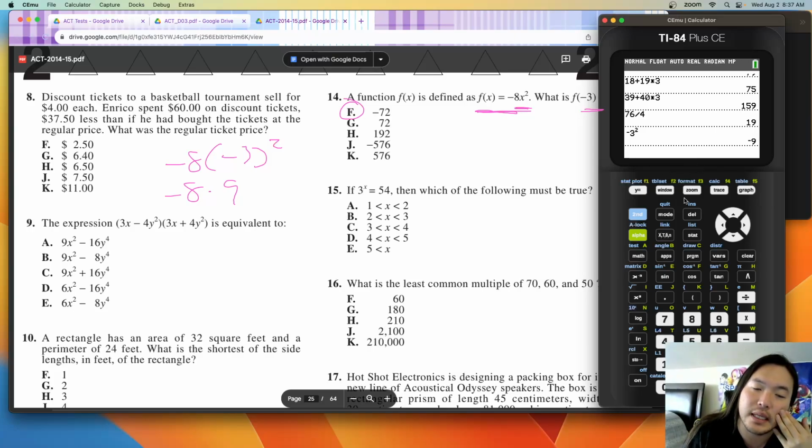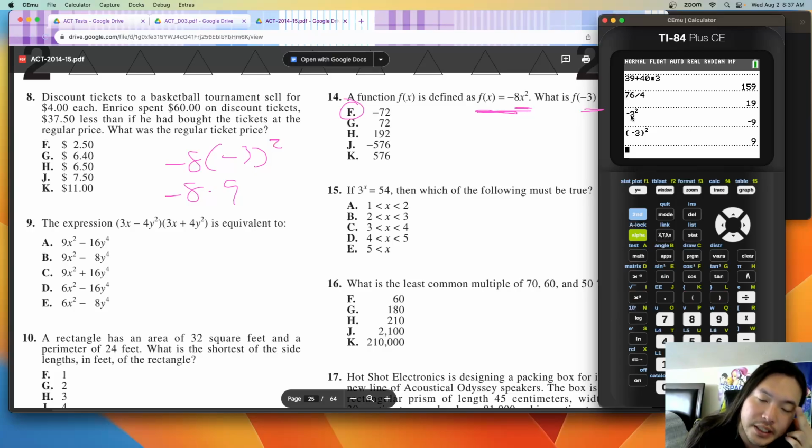Definitely the most common mistake that I see when I work with kids in the ACT or the SAT, there's a huge difference between (negative 3) squared and negative 3 squared. That's because the negative sign in mathematics is considered a multiplication operator. So if you follow PEMDAS, if you have negative 3 squared like this, you do 3 squared first, 9, you multiply that by the negative sign to get negative 9. Whereas if you have (negative 3) squared, this is negative 3 times negative 3, this is positive 9, right?